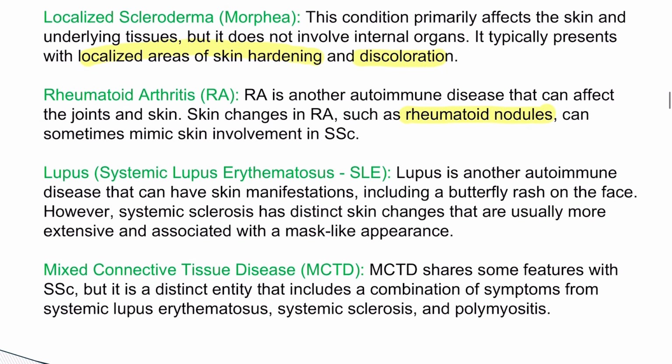Another differential to consider is lupus. Systemic lupus erythematosus is another autoimmune disease, and it can have skin manifestations. Particularly, we see the butterfly rash on the face. But systemic sclerosis has distinct skin changes that are usually more extensive, and they are associated with a mask-like appearance, like tight and shiny skin.